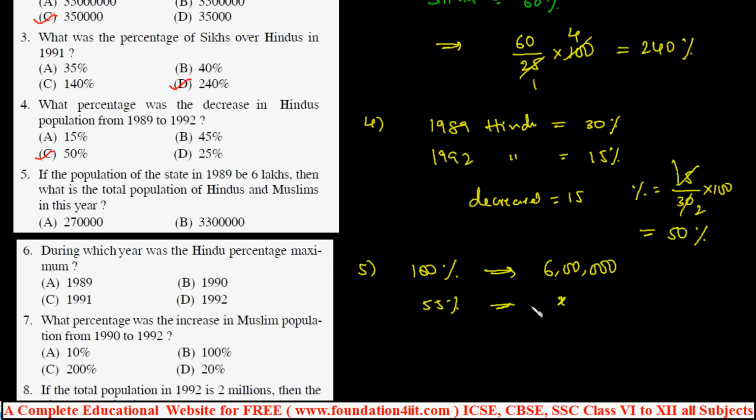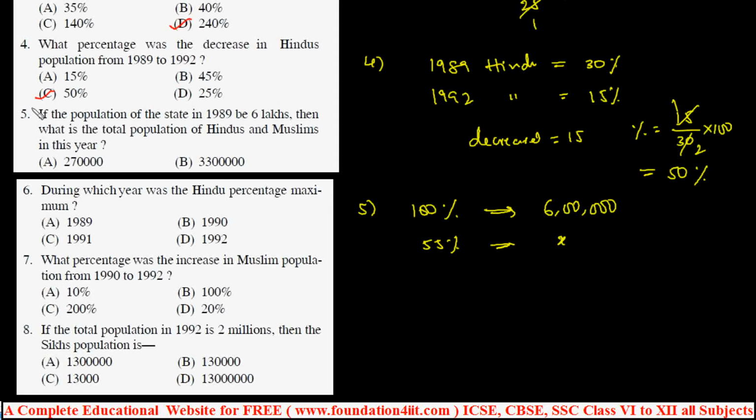Let it be X. Yeah, so cross multiplication, right? 55 into 6 lakhs divided by 100. This you can simplify. 33 and 4 zeros we will get. That means 3,30,000. Fifth one. Okay, the option is this, 3 after 4 zeros. One option, B, C, D is missed. This is the answer. Right.